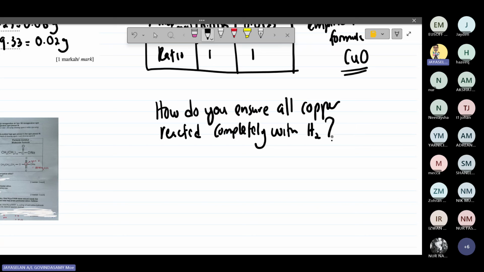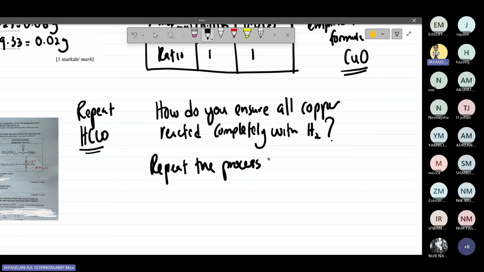With hydrogen gas. So if they ask, even for magnesium, how do you ensure the magnesium has reacted completely, or copper oxide, how do you ensure the reaction is completed? Just remember, put this one: repeat the process. The first process is what? Heating, then cooling.